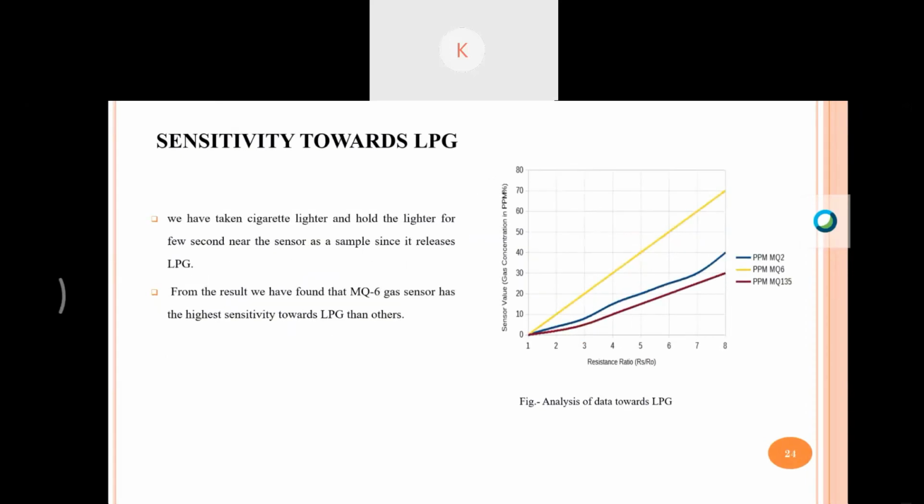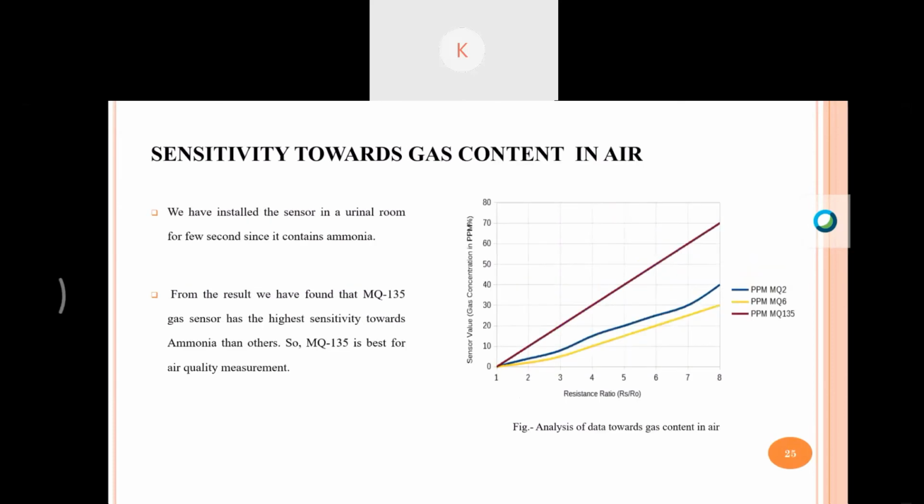Now the next is sensitivity towards LPG. As a source, we have used a cigarette lighter and held the lighter for a few seconds near the sensor as a sample, since it releases LPG gas. Again, we have taken the data and analyzed it using Proteus and LibreOffice. From the result, we have found that the MQ6 gas sensor has high sensitivity towards LPG compared to the MQ2 and MQ135. Next is sensitivity towards gas content in air.